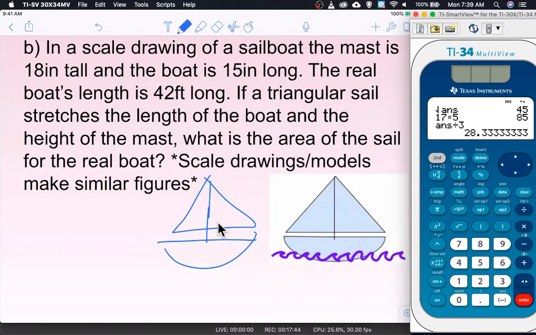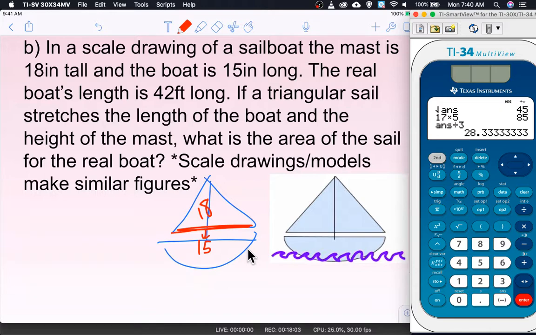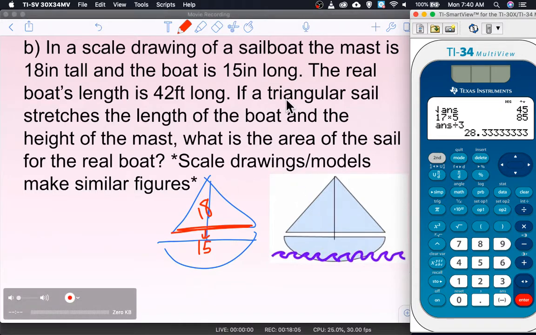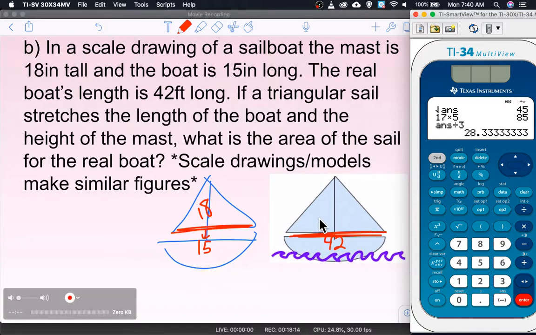All right. And I'll change color because I've got too much blue on the screen. So the mast is 18 inches tall. So this part is 18. And the boat is 15 inches long. This part here, it's 15 long. The real boat's length is 42 feet long. 42 feet long. And we want to know what is the area of this sail.